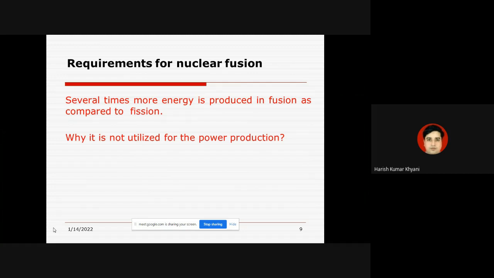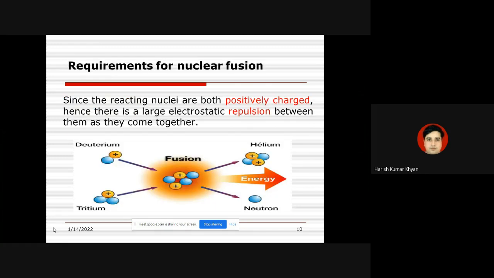Earlier, we have said that in case of nuclear fusion, more energy is produced as compared to fission. But right now, as on today, we are not able to utilize the fusion reaction for the power production. In spite of that, it has more energy as compared to fission. So, in our next slide, we'll see what are the issues which are related to the nuclear fusion and why we are not able to utilize this particular reaction for the power production.